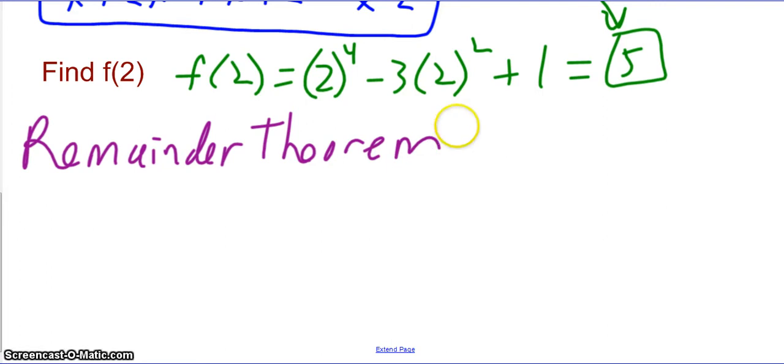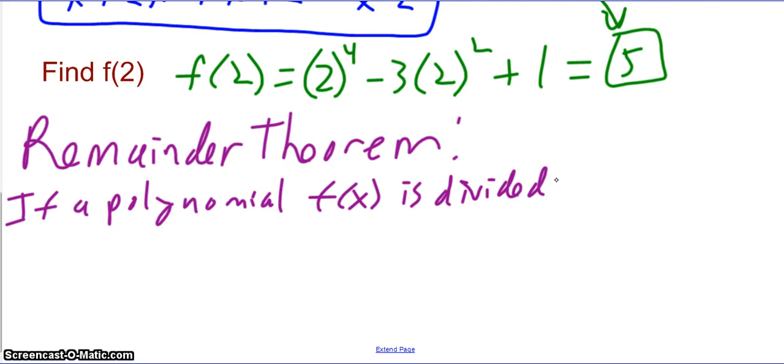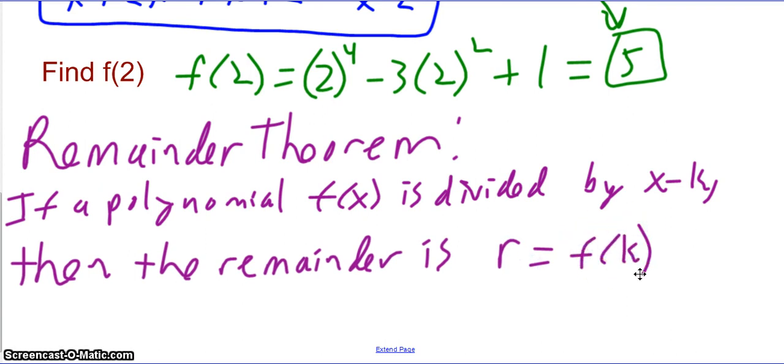And what the remainder theorem tells us is that if a polynomial f of x is divided by x minus k, then the remainder is r equals f of k.